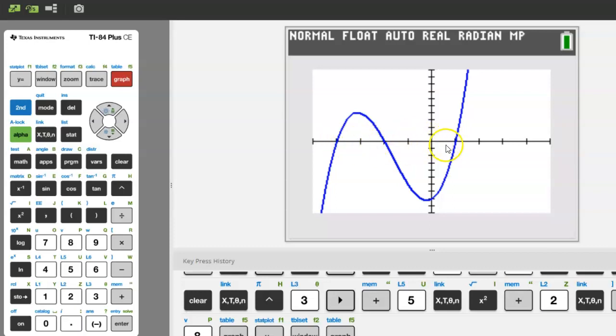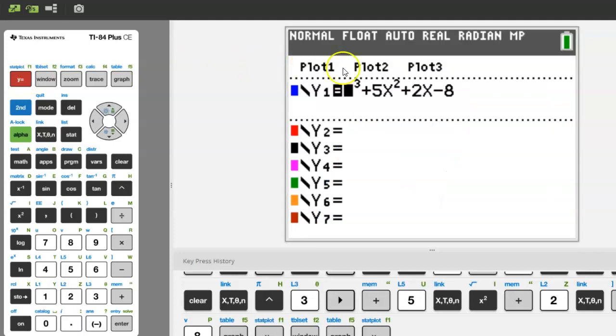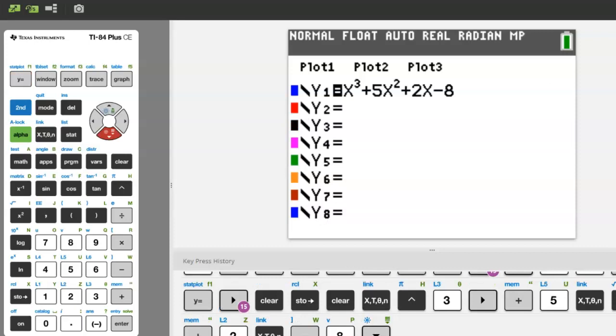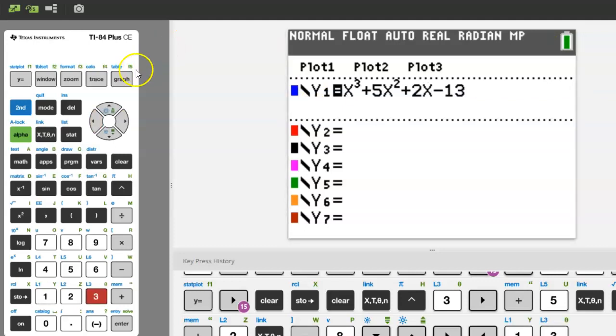Okay. Now let's say I were to use the same equation, but change it slightly just to move the graph up or down. We're going to keep the degree of 3, but instead of -8, I'm going to have it be -13. So this is just going to move it down 5 spots. So now let's look at the graph.